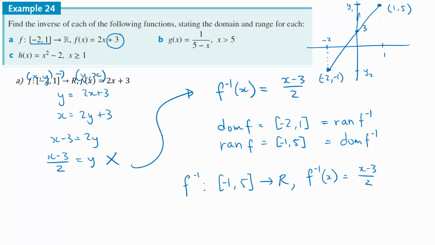But if they ask you to sketch it, do you have to sketch the original and the inverse? Will you lose marks if you don't sketch? Oh no, they'll tell you. They'll say sketch f and f inverse on the same axis, and they'll give you an axis for it as well.